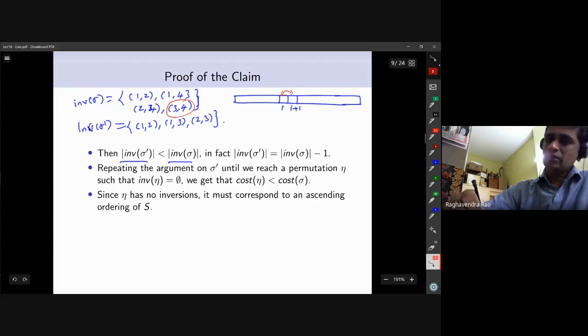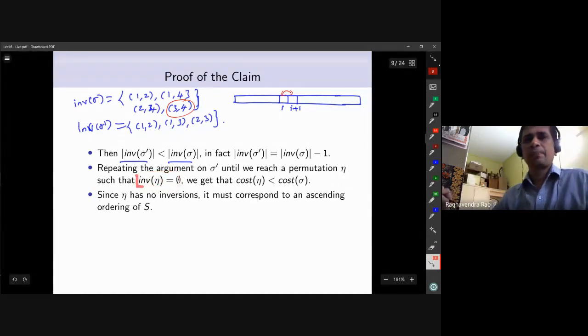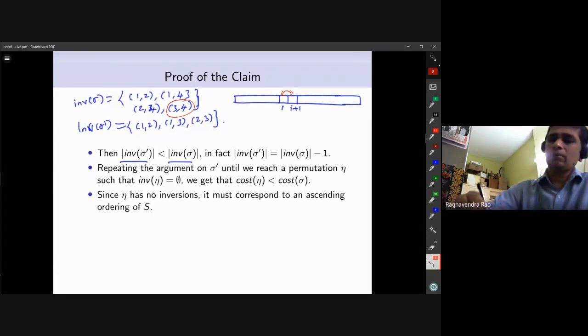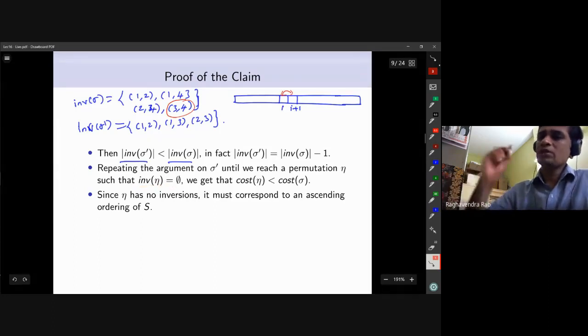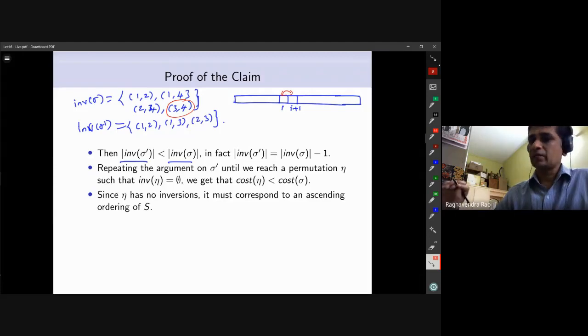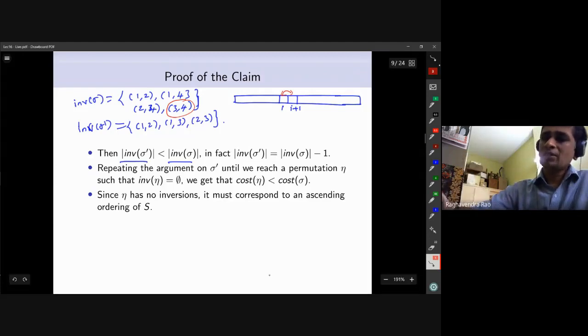After so many iterations in this argument, this is an argument, this is not an algorithm, you'll end up with a permutation where the number of inversions is 0. That is, it's an empty set, right? Because it's finite, after at most n choose 2 steps, you're going to get a permutation whose number of inversions is 0. And what is the condition? Cost only decreases every time, strictly decreases. So in other words, the last permutation that you get will have cost less than the original permutation that you started with, which is sigma.